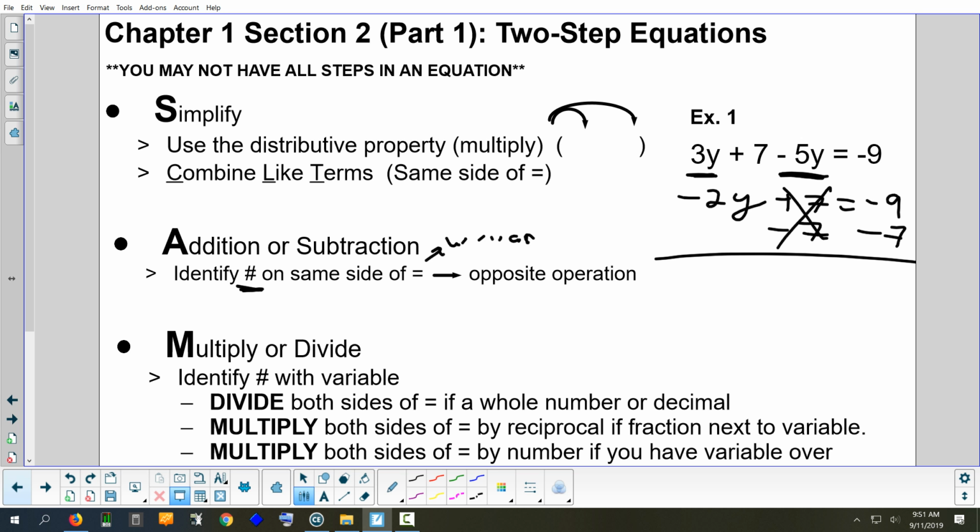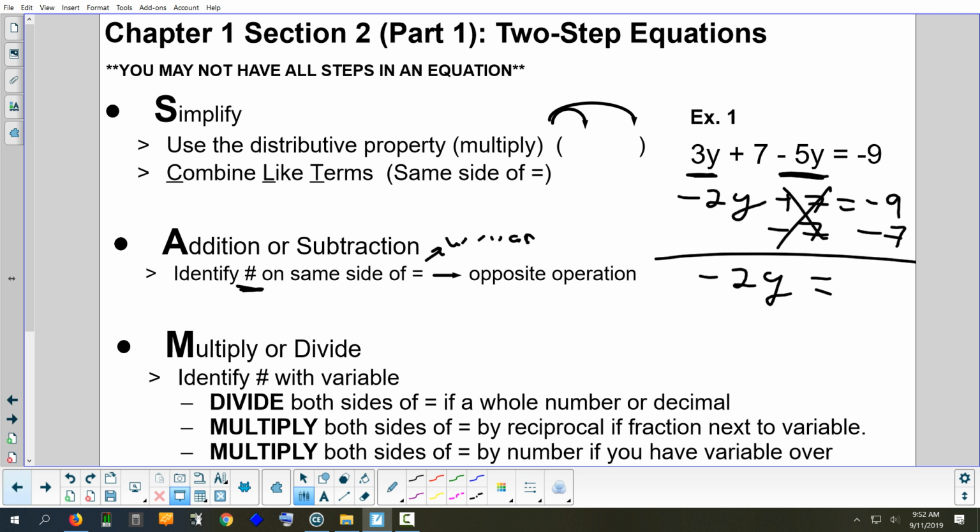What's still on the left-hand side? 2y. Close. Something else that goes with it. Negative 2y. Yep, that sign to the left always goes with the number. Okay, that's it for the left. And what about on the right? What's negative 9 minus 7? Negative 16. Yep. So you're combining a negative 9 with a negative 7.